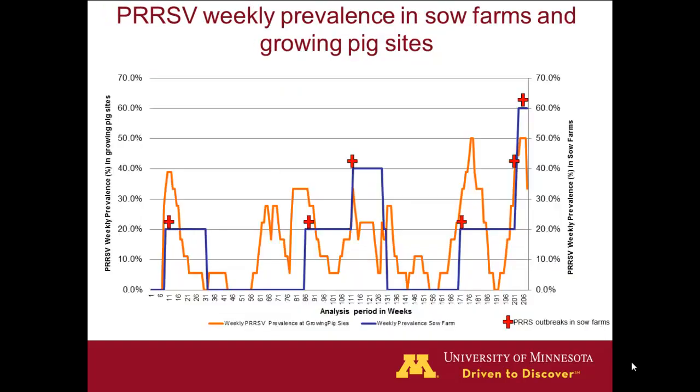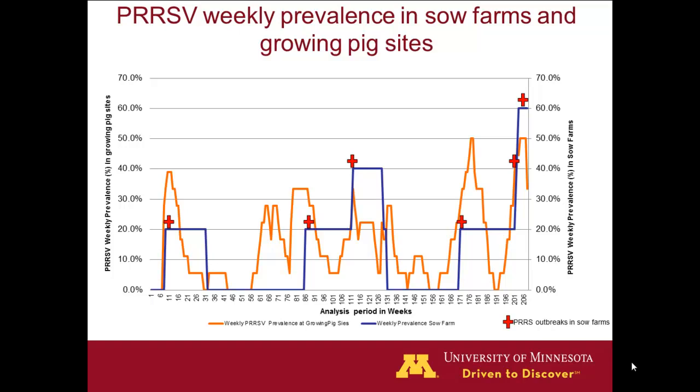When we put together the prevalence in growing pigs and sow farms, we generated this chart. Here we have the weekly prevalence in growing pigs on one y-axis, and on the other y-axis the weekly prevalence in sow farms. And then here we have the timeline of the 4 years. What was very interesting for us is that when we follow the weekly prevalence in growing pigs, you can also see an increase of prevalence in sow farms. And the red crosses are the different outbreaks that we detected during this period.